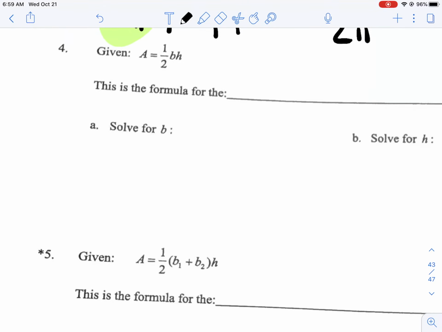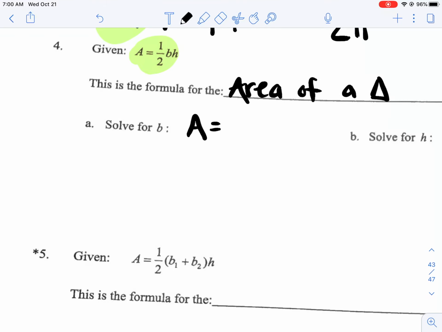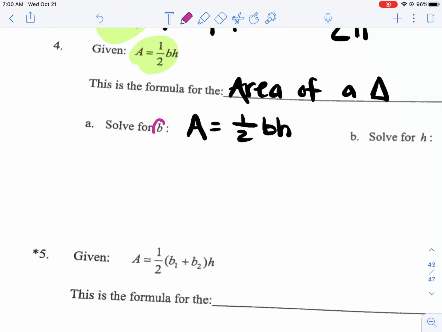We're going to skip B for a minute. If we look at this formula, A equals 1/2 b times h, this is the formula for the area of a triangle. Okay, so we're asked to solve for b. So let me start with A equals 1/2 bh. How are we going to get that by itself? We're looking to find the b, so I'm going to circle the b.